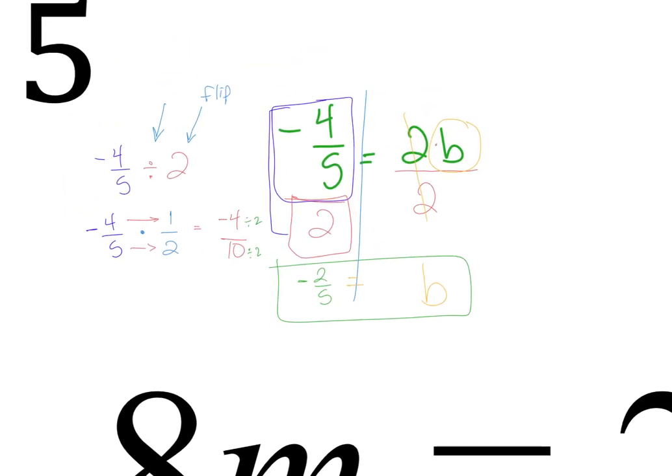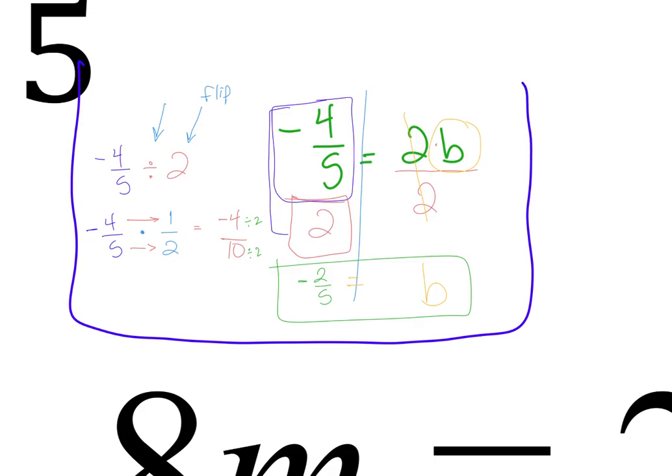So let me zoom out. And I would recommend, if you need to, pause this and check it out for a second, that's what just happened. Negative 4/5 equals 2b. Divide by 2. Well, guess what? Dividing by 2 is the same thing as multiplying by 1/2. And 4 times 1 is 4, 5 times 2 is 10. Boom, there we go.